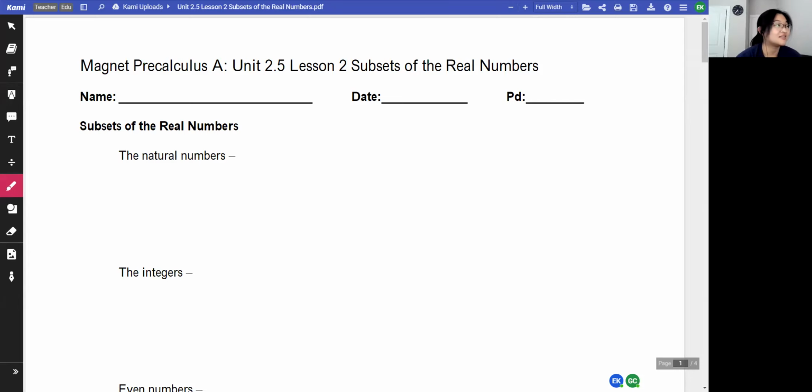So the natural numbers. We're going to define the natural numbers, and then we're going to use the natural numbers to define the integers, and then use those to define the even and so on. So we need to be spot on with the natural numbers. What are the natural numbers? Well, that's the debate, right? Does it start at 0 or 1?